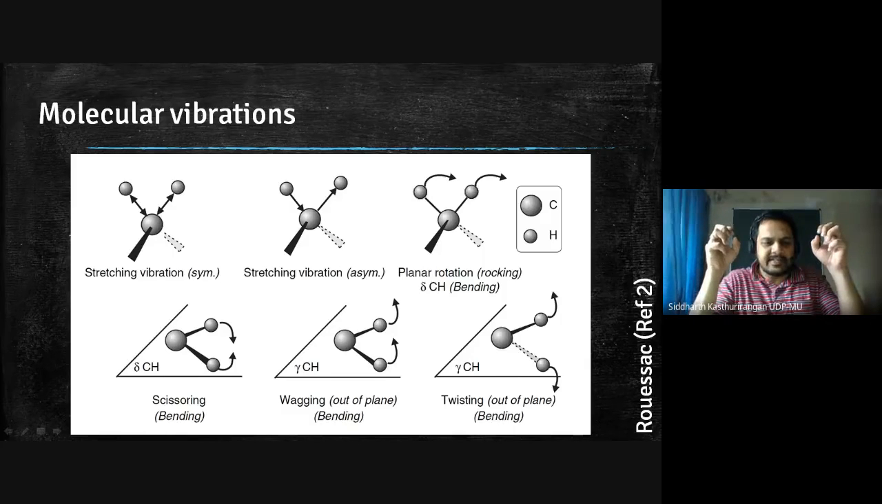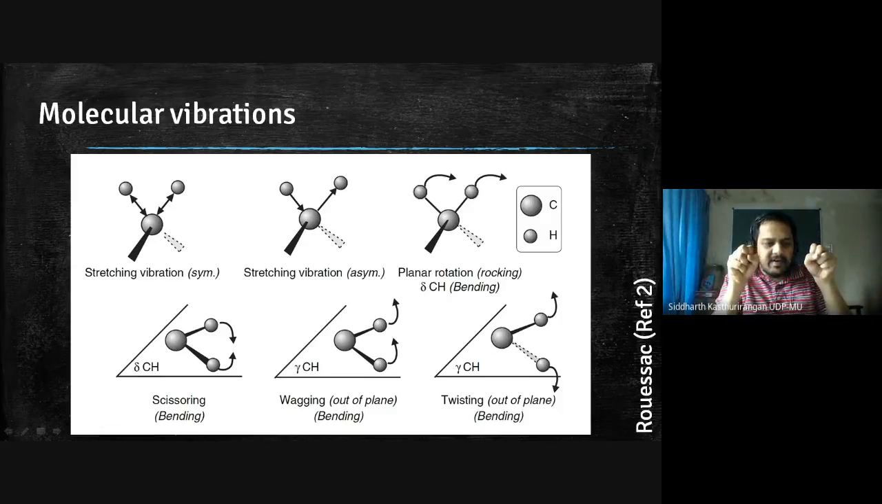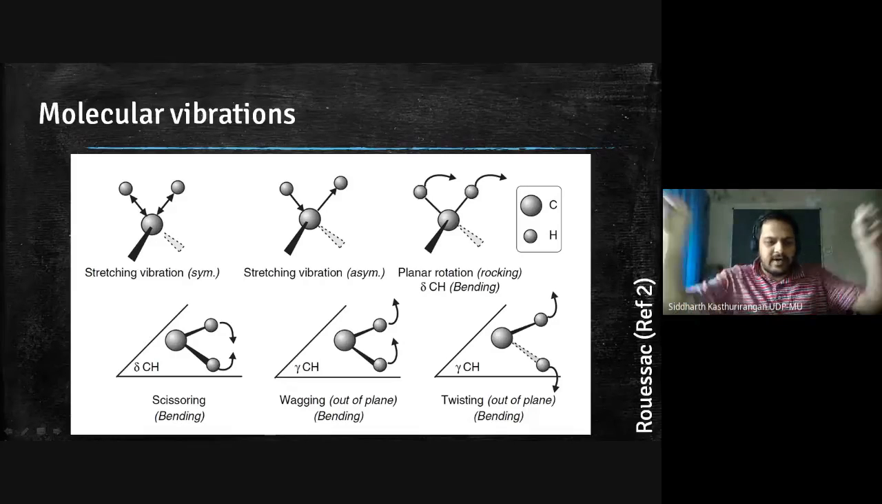One is called the symmetric stretching mode. See, this is one way of vibrating. So the center atom stays where it is, the other 2 are symmetrically moving. The other is the asymmetric mode.